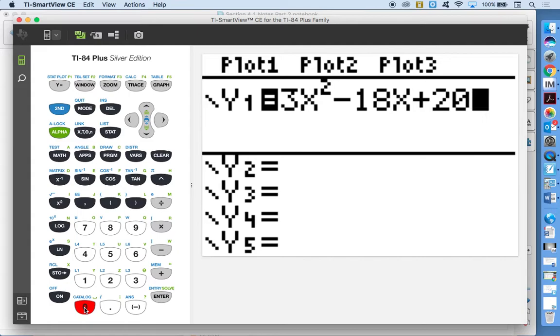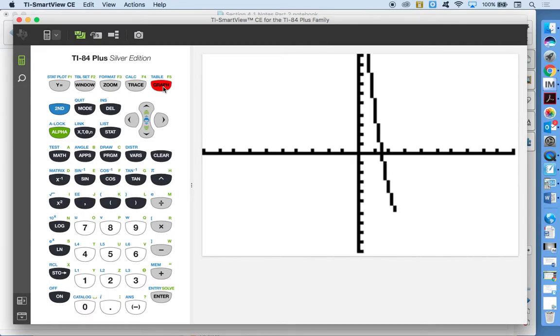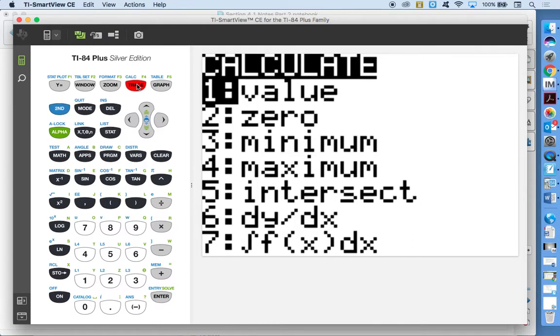You're going to hit the graph button, which is at the very top right, and you should see your graph shown. So we have a parabola drawn in this graph. So now we want to find the minimum of that parabola. We're going to hit second trace. Trace is right next to the graph button. Since we said this was a minimum graph, we're going to use number 3. So hit 3.